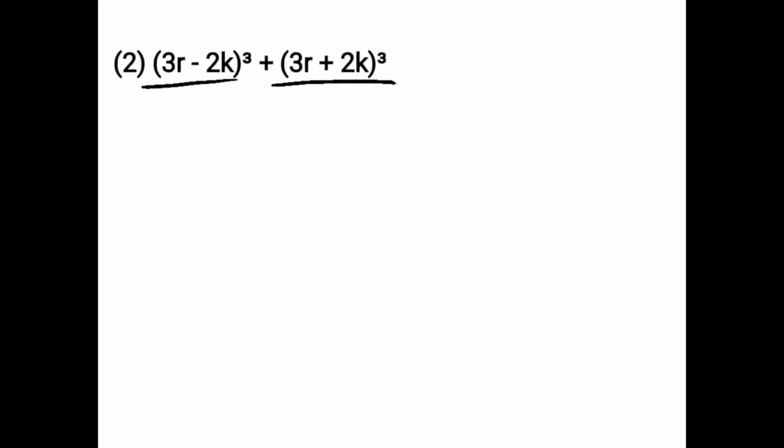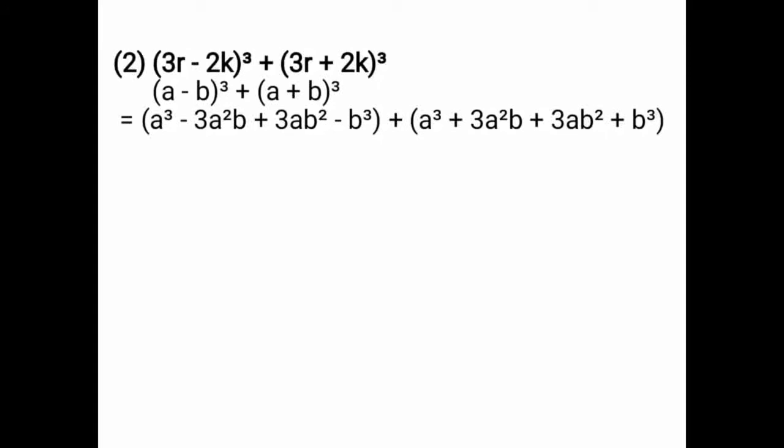In between the two brackets of two different formulas, a plus sign is there. The plus sign you have to put as it is in between. So write the formulas now. a minus b the whole cube plus a plus b the whole cube, that is equal to a cube minus 3a square b plus 3ab square minus b cube plus a cube plus 3a square b plus 3ab square plus b cube. The first formula which is coming, you have to write. The second formula which is coming, you have to write, and you have to write in expansion form.